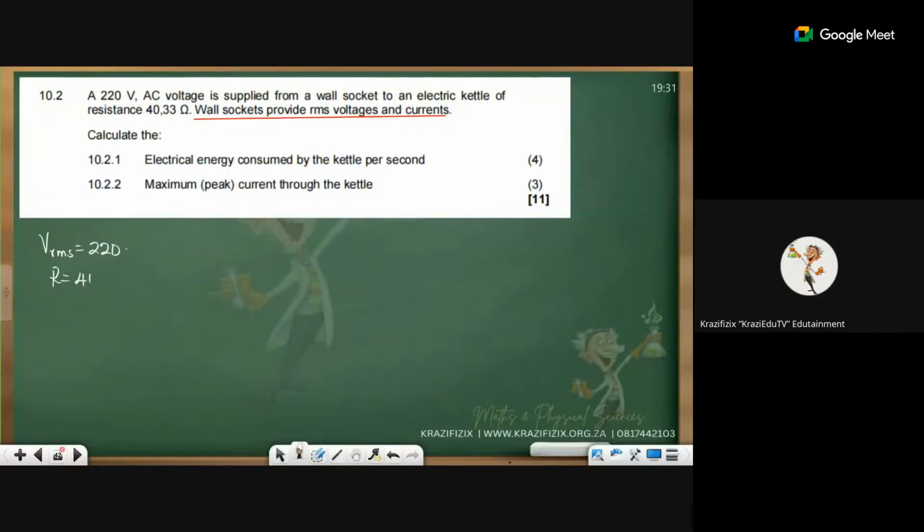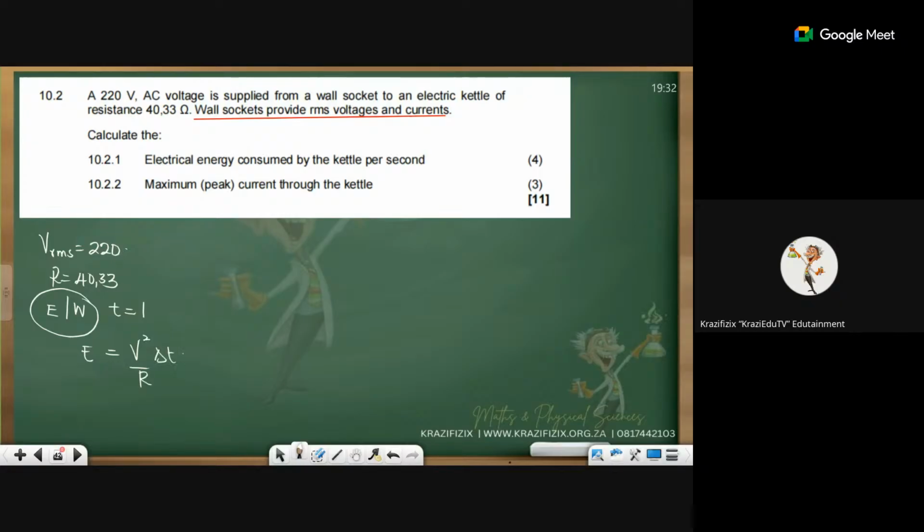What do we know? Resistance, 40, what? 33. Calculate what? Electrical energy consumed. We are looking for E, which is the same thing as what? Work. We've done that today. Per second. People don't look at that. T is 1. So look for the appropriate formula. I think we can use what? E or W equals to what? V.